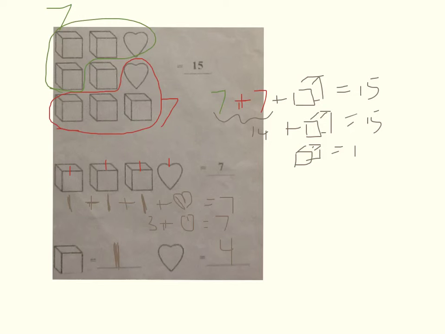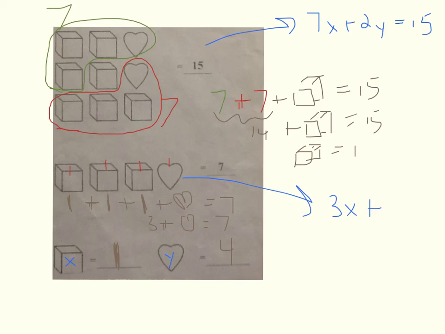And you could think of a cube being equivalent to x and a heart being equivalent to y, so that this equation really was like saying that you had 7x and 2y equal to 15, and then this was like saying that you had 3x plus 1y equals 7. It's really not much different at all. So we just solved the systems, and those are like 2 of the equations that you could have solved. 7x plus 2y equals 15, and 3x plus y equals 7.